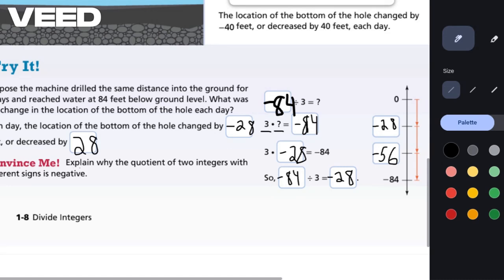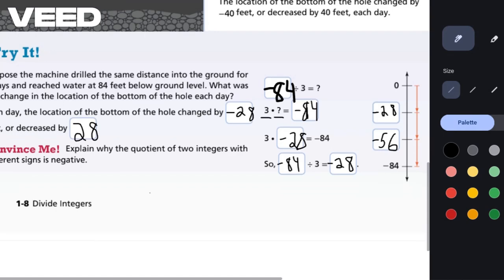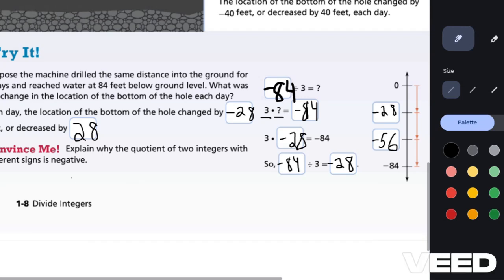Okay, and now convince me. Explain why the quotient of two integers with different signs is negative. Let's pause here. Talk with your groups. Talk about why the quotient of two integers with different signs is negative. That means when you're dividing two numbers and one is positive and one is negative, why would the answer be negative? We'll pause here.